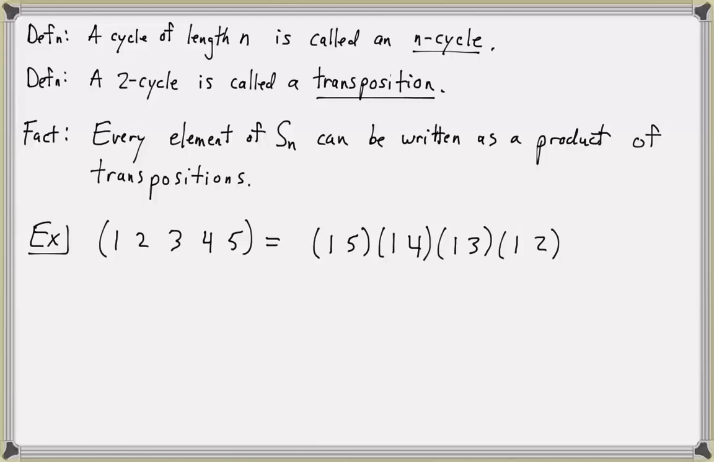Now, if we input 2, we see that 2 gets sent to 1. And then as we move to the left, 1 gets inputted to 3. And then there's no other 3s to the left in this product. So the output would be 3. Now if we input 3, 3 gets mapped to 1. And then the transposition on the left maps 1 to 4. And since there's no other 4s, the output would be 4. Now if we input 4, similarly, it gets mapped to 1, and then 1 is sent to 5 by the transposition on the left. So the output would be 5. And finally, if we input 5, it gets mapped to 1, and there's no other transpositions on the left, so therefore the output would be 1. So we get the same cycle, (1 2 3 4 5).